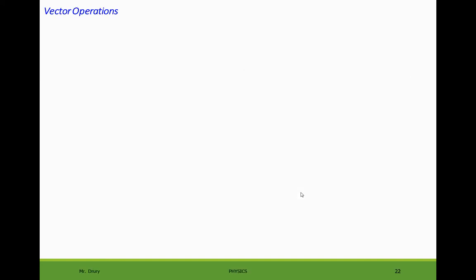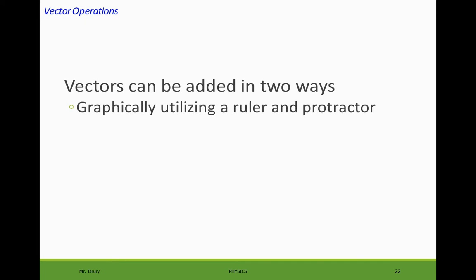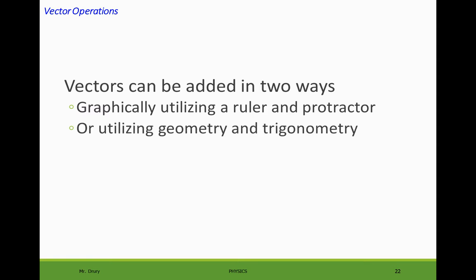All right, let's talk about some vector operations, like how we add, subtract, and multiply them. Vectors can be added in 2 ways. Graphically, using a ruler and a protractor. The problem with this is that you have to be extremely exact, and it's very easy to make mistakes. But as far as understanding how they work, it's a good way to look at them. Or we can use geometry and trigonometry.